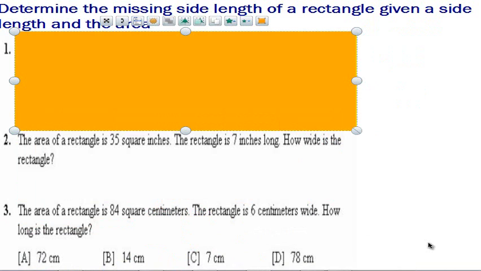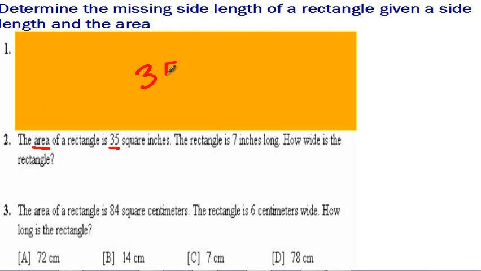Okay, so for this next problem, we're going to do number 2. For number two, again, identify the keywords. The area of a rectangle is 35 square inches. So the whole yellow part is 35 square inches. The little 2 means squared. The rectangle is 7 inches long. So that means the top side is 7 inches long. How wide is the rectangle?